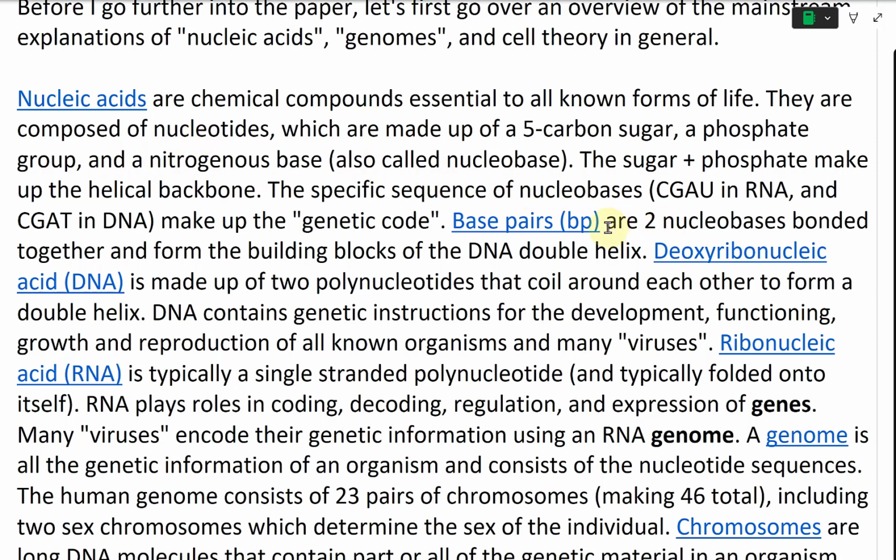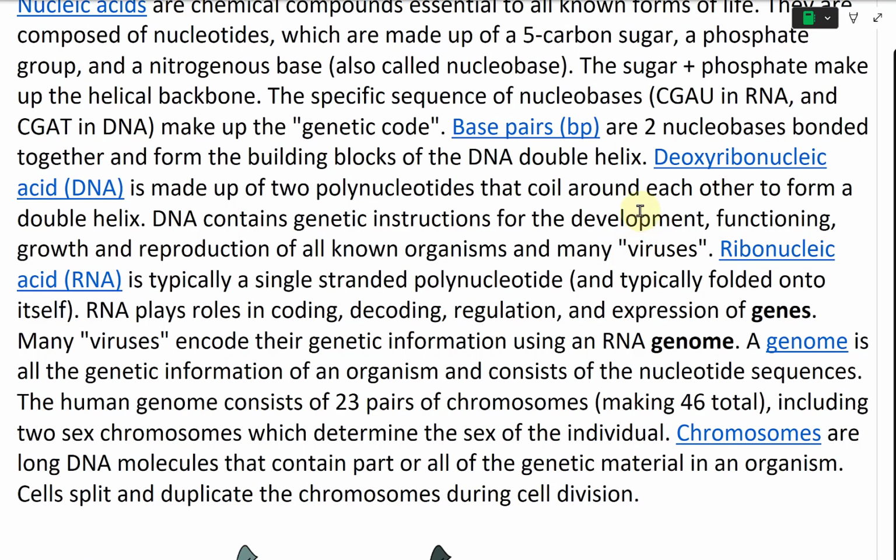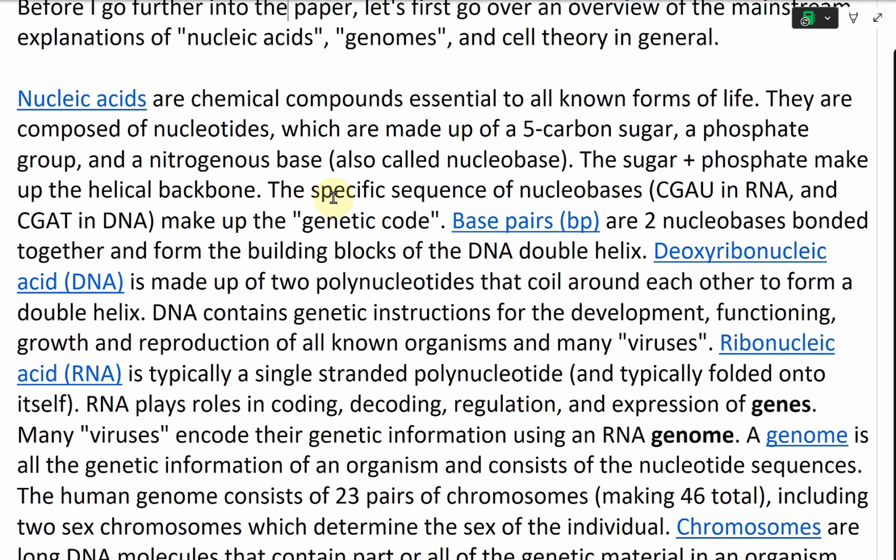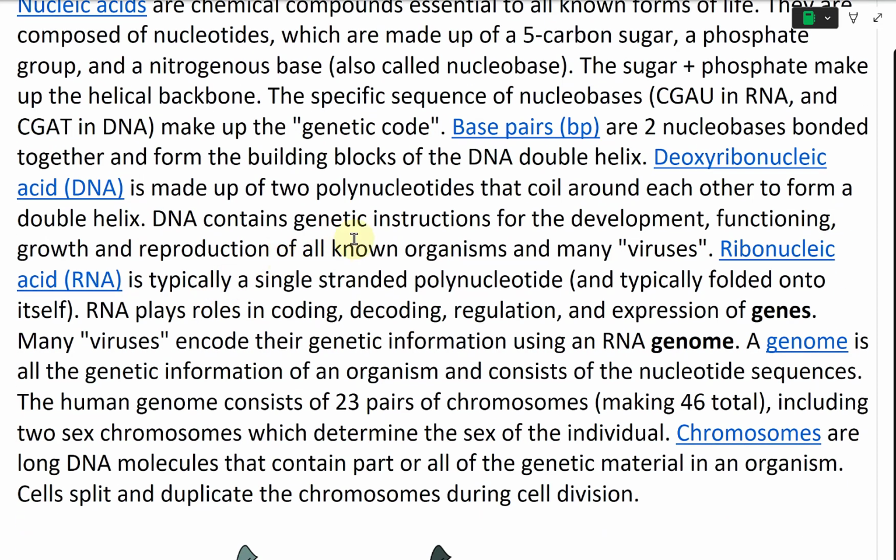And base pairs, or BP, are two nucleobases bonded together and form the building blocks of the DNA double helix. And deoxyribonucleic acid, or DNA, is made up of two polynucleotides, or just multiple nucleotides combined together, that coil around each other to form a double helix. And DNA contains genetic instructions for the development, functioning, growth, and reproduction of all known organisms and many viruses.